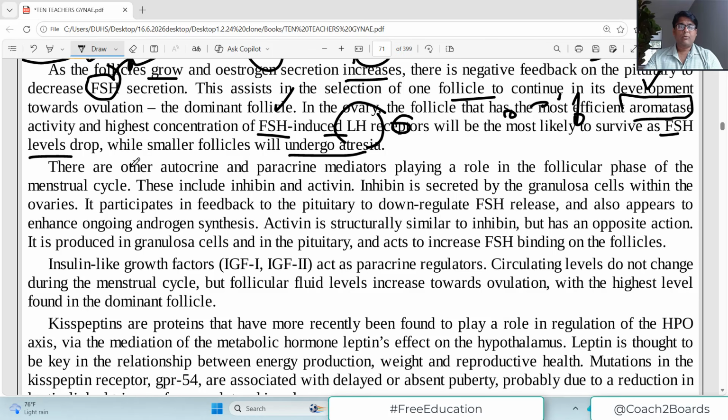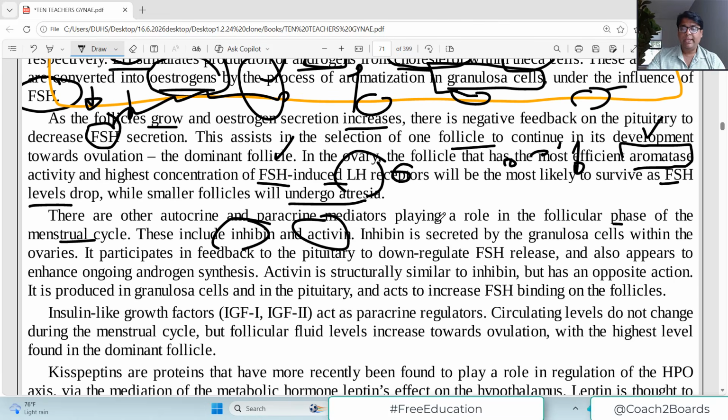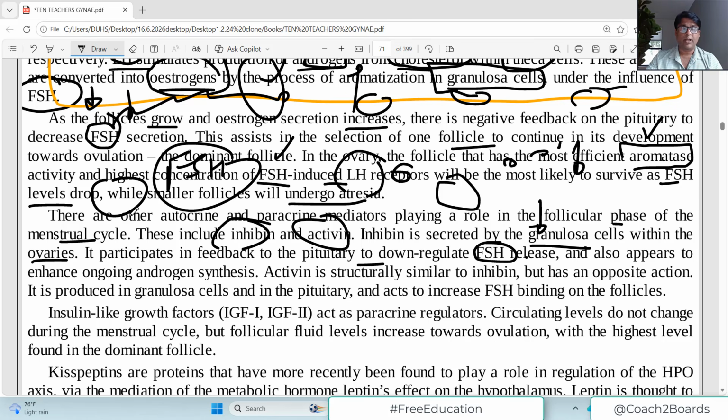There are other autocrine and paracrine mediators playing a role in the follicular phase of the menstrual cycle. These include inhibin and activin. They are talked about less, but they are also very important players. Inhibin is secreted by the granulosa cells. I told you that the follicle that grows has 2 cells, theca cell and granulosa cell. So inhibin is from the granulosa cells within the ovaries. It participates in feedback to downregulate the FSH release. Once the follicle has grown, now FSH has to be shut down. The estrogen is doing that, the inhibin is doing that too, its name itself is inhibin.